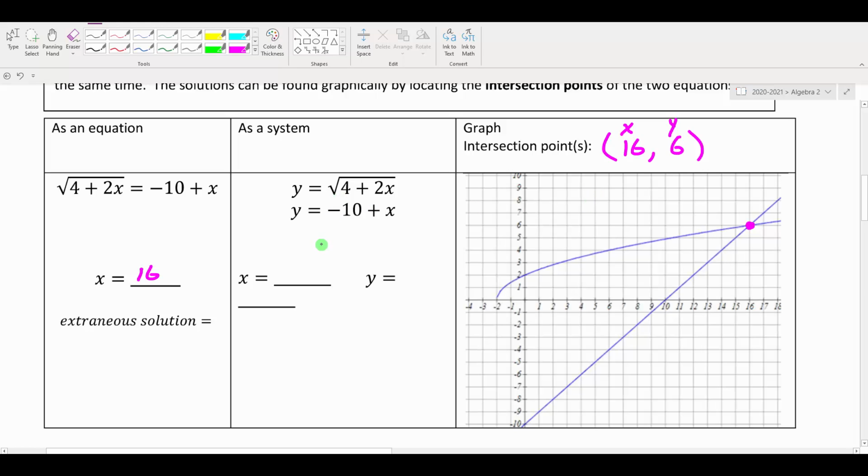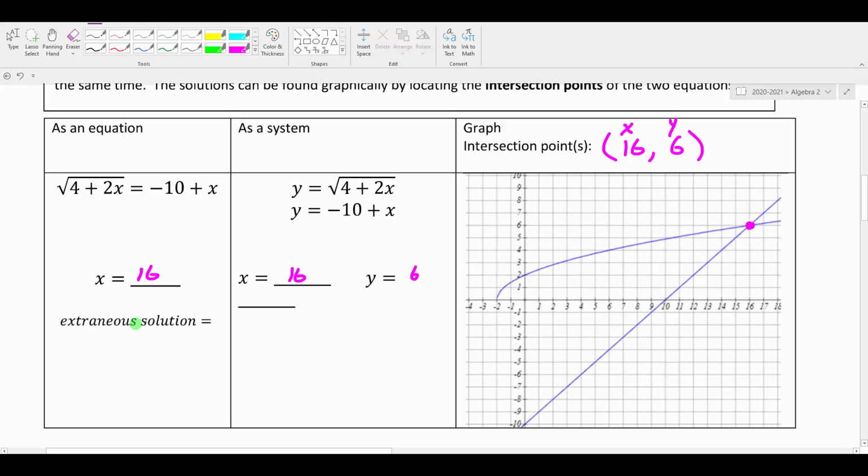Now for a system, just slightly different. I want to know x and y. So I want to know when they're equal, and I need to know the value of x and y. So I look at my intersection point. Well, they're equal when x equals 16 and when y equals 6. All right, so we find both x and y for the system.